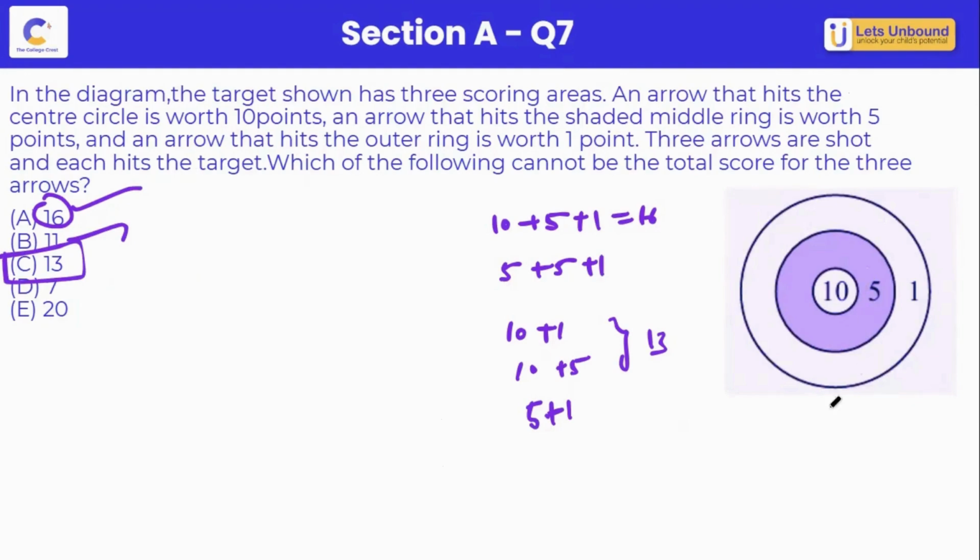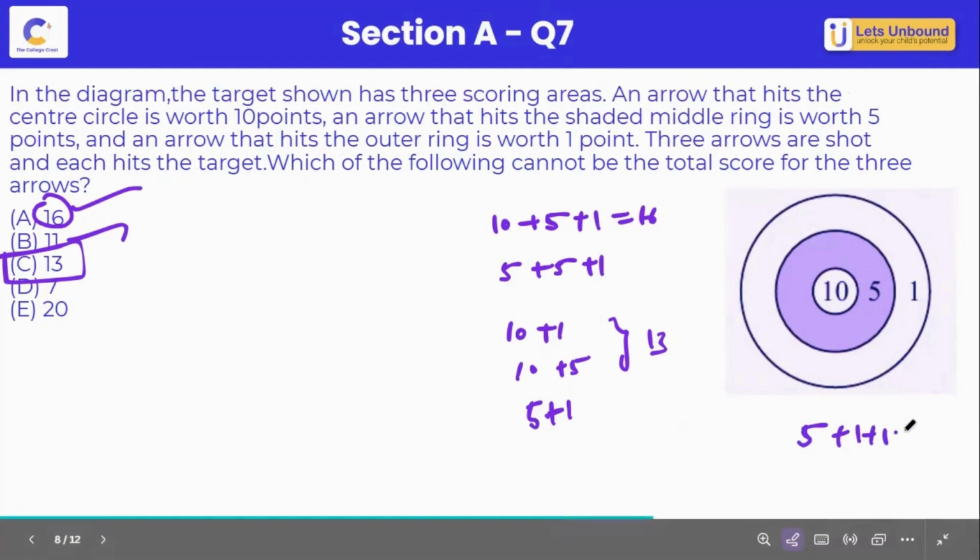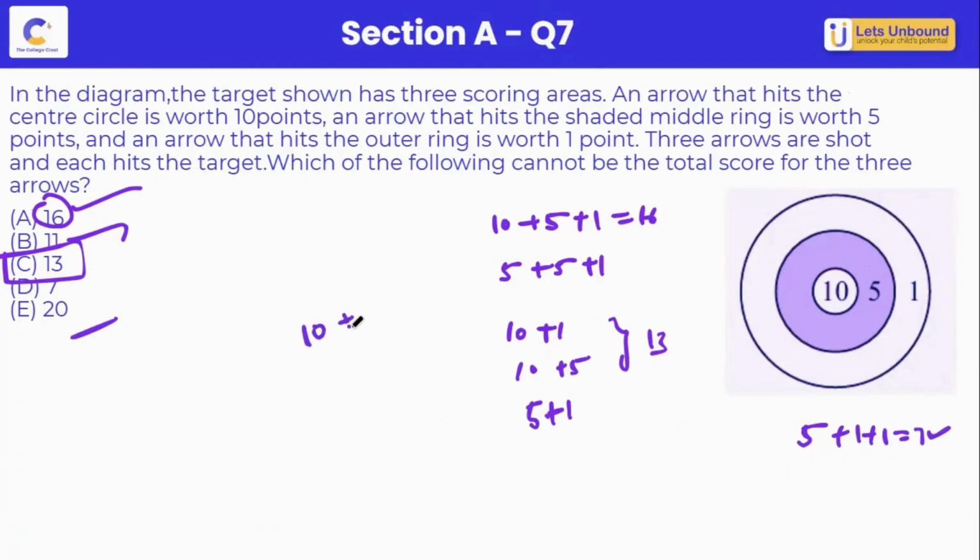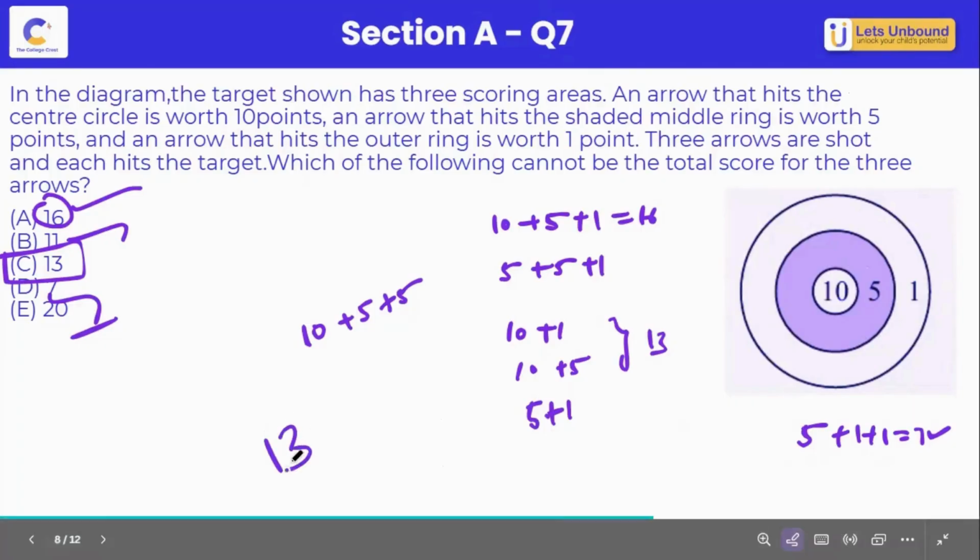7, of course, it's possible. 5 plus 1 plus 1, 7, that's okay. 20, is it possible? Yes, 10 and the other 2 arrows in 5, 5. That's possible. So it's super clear that it's 13. So 13 is the final answer.